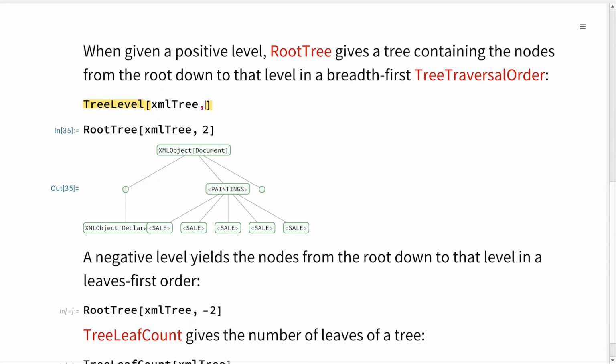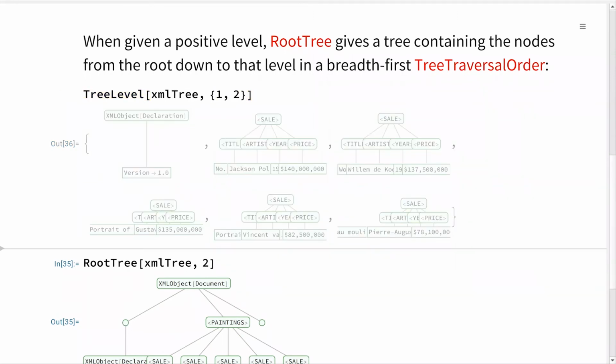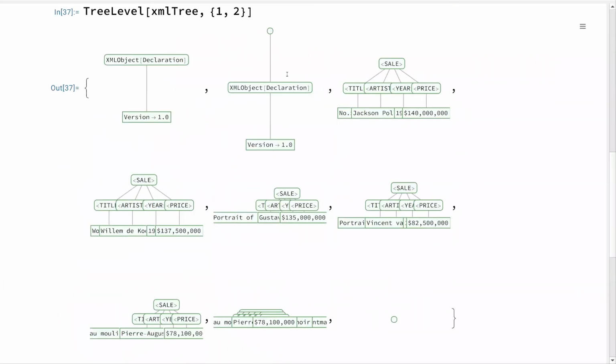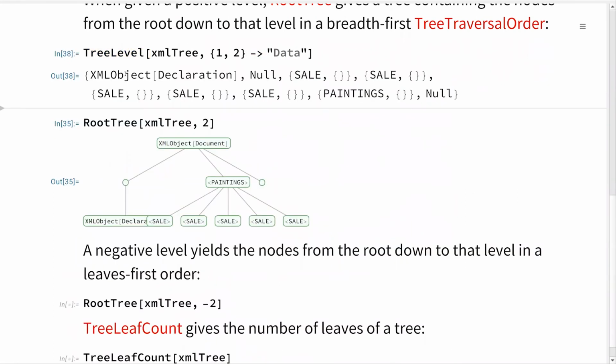So there's this function tree level that may do what you want. So you can give any level spec you want in tree level. So there I get just the nodes at level 2, or you could do a range of levels. Or if you just want the data.